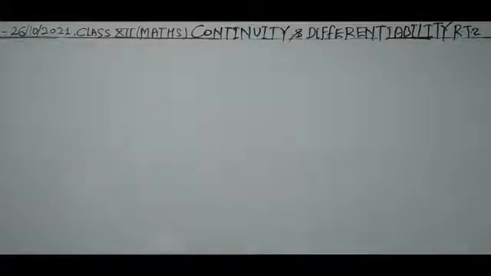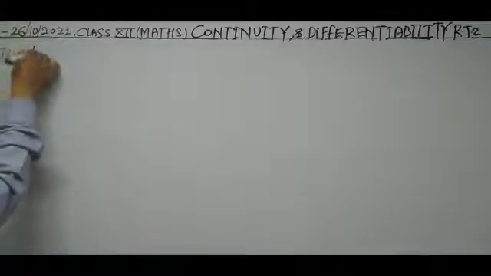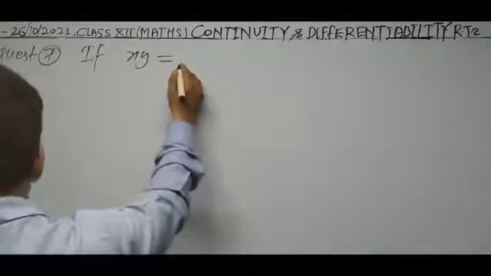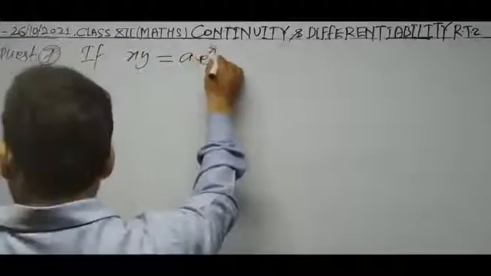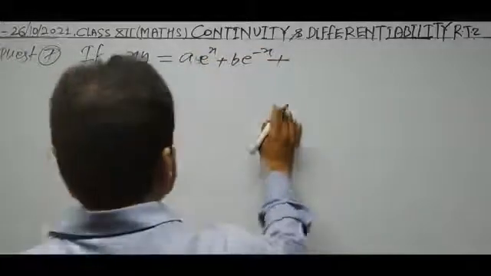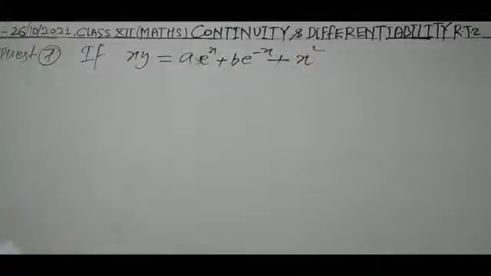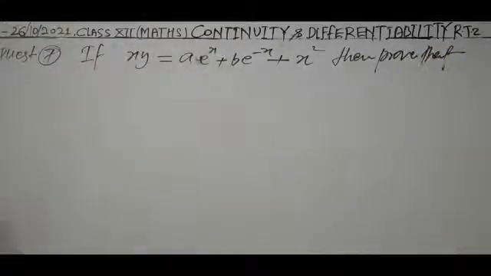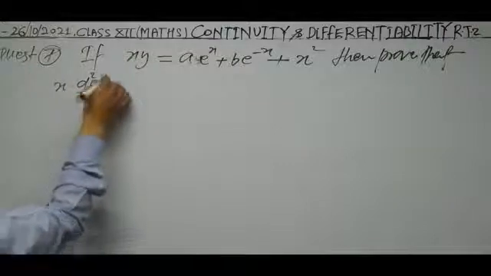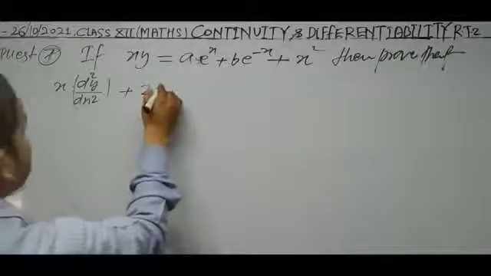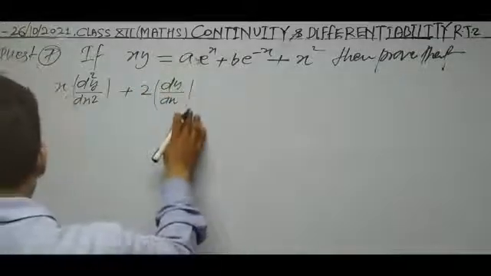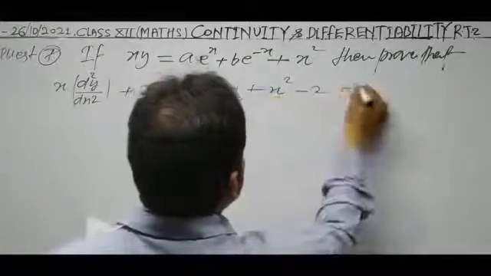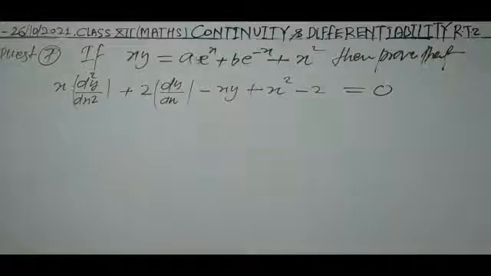Now question number 7 is, if xy is equal to a times e to the power x plus b times e to the power minus x plus x square, then prove that x times d2y by dx2 plus 2 times dy by dx minus xy minus x square plus 2 is equal to 0. Now this is our proof. You have to prove this statement.